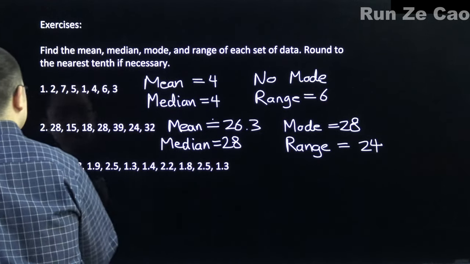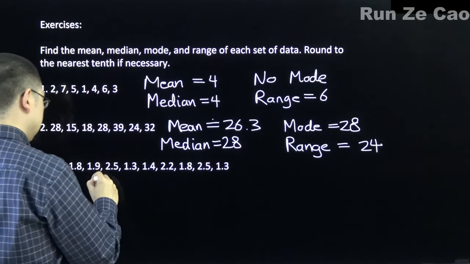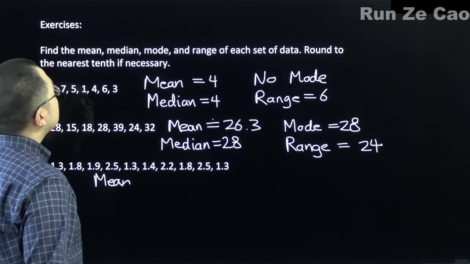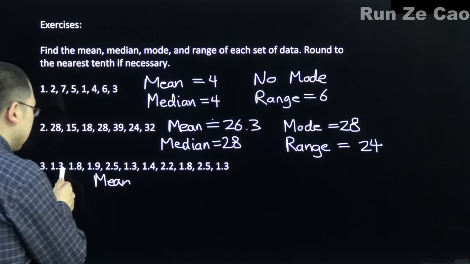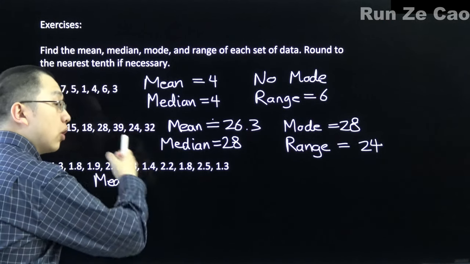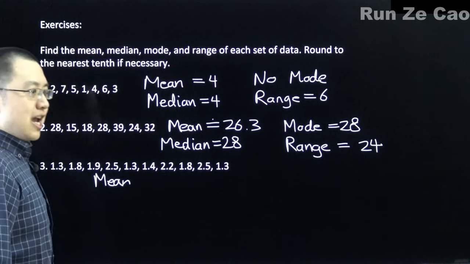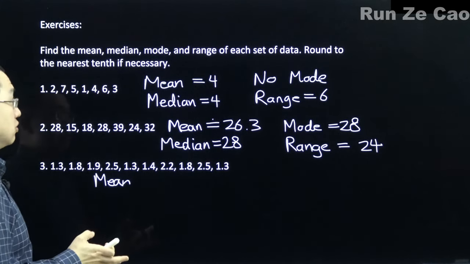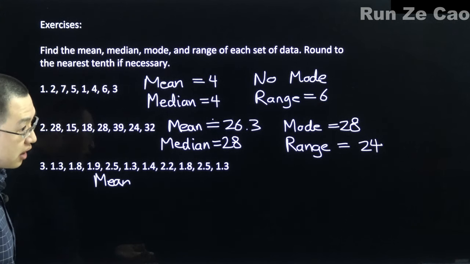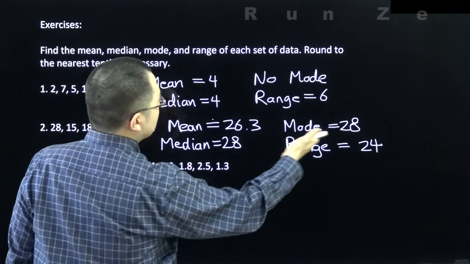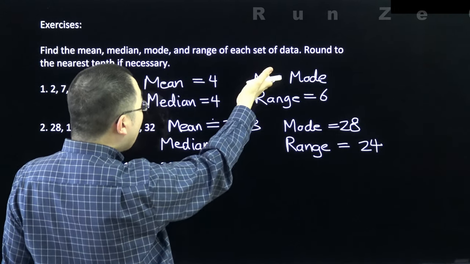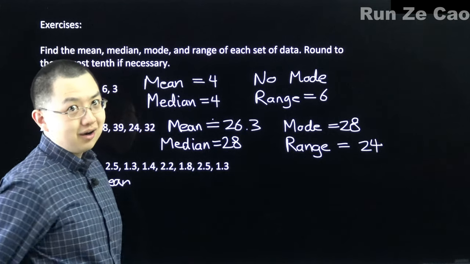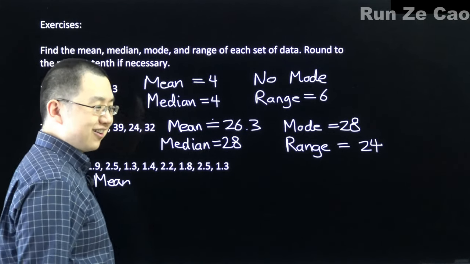All right, what about this next one? Well, the mean, by the way, guys, when it says round to the nearest tenth if necessary, if these numbers had been to more decimal places than that, you don't round for the mode. Even if it says round to the nearest whatever if necessary, your mode should actually be either no mode or whatever the actual data points were. This is important.